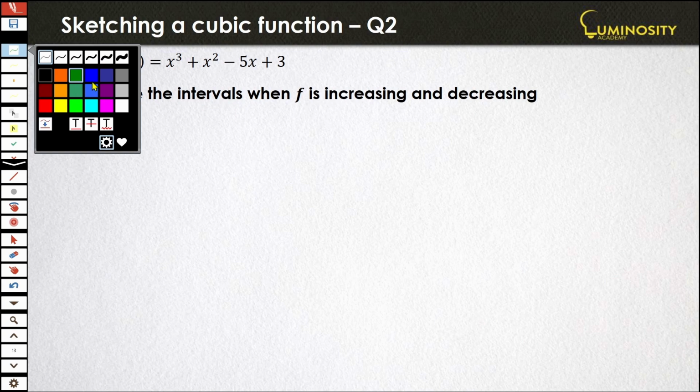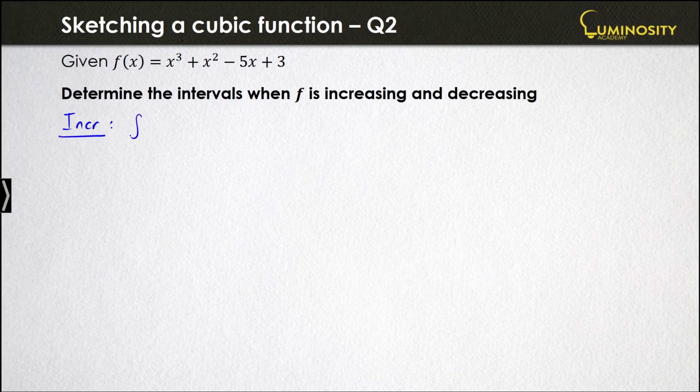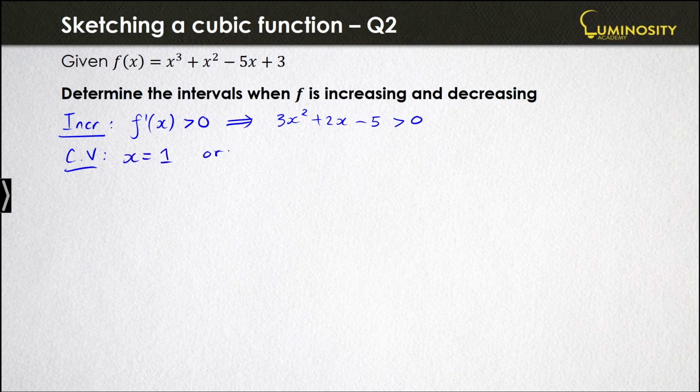What about intervals of increasing and decreasing? Well, we said for increasing, that is when your first derivative is greater than 0. So again, the first derivative was 3x squared plus 2x minus 5 greater than 0. And we did find the critical values. Those are the stationary points. So there's x equals 1 or x equals minus 5 over 3.